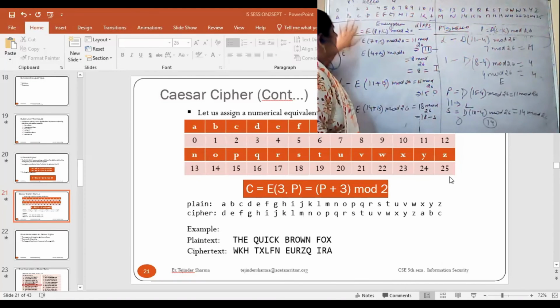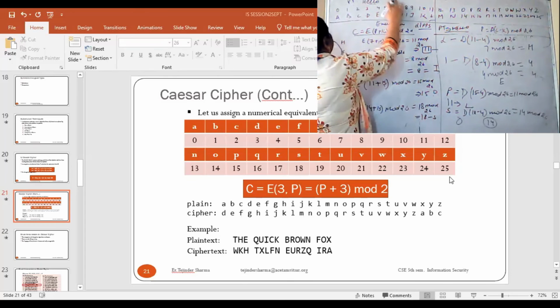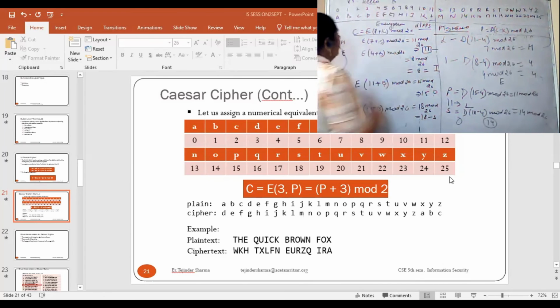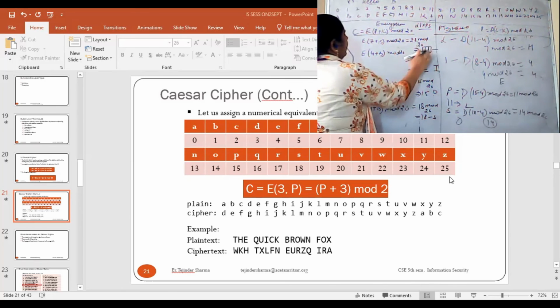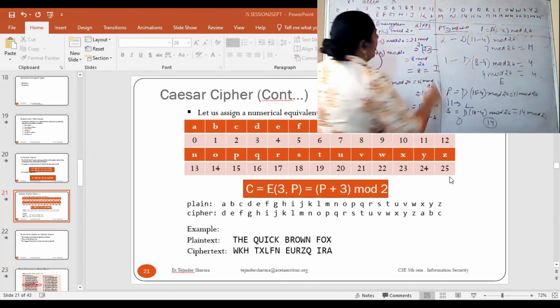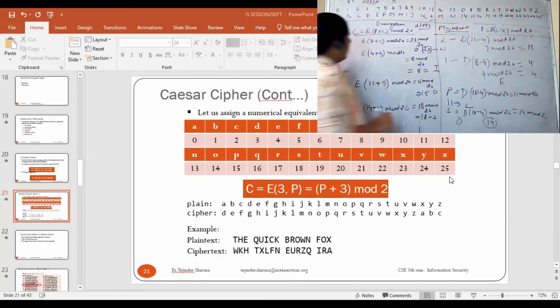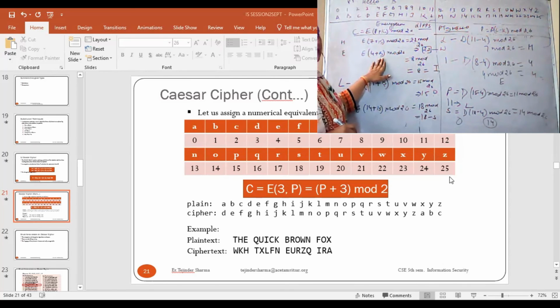See here, now the key has changed. It is now 15. Okay. So 7 plus 15, 22 mod 26, you will get 22. At 22 position, you have W. Then 4 plus 15 is 19, 19 mod 26. Same hello is there, but we have changed the key.